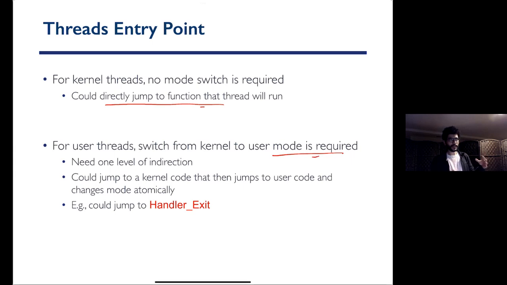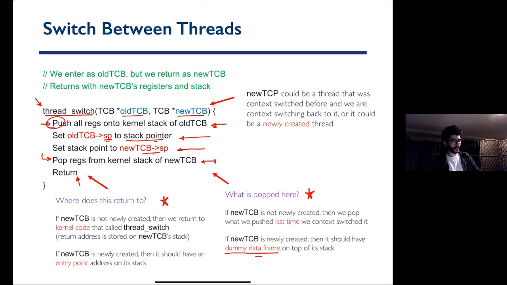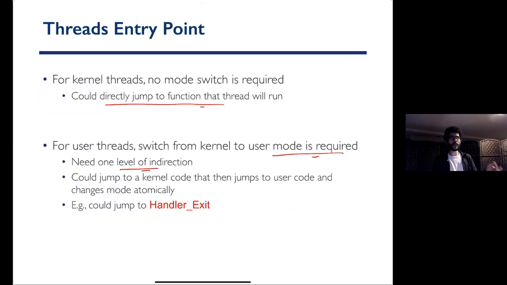Because now that we're running this thread switch, we're in kernel mode, but then our user code has to be run in user mode. So this requires a level of indirection. We probably want to first jump to some kernel code that would then jump to the function and change the mode to user mode. Because if you can see here in this thread switch, I'm not changing the mode anywhere. I'm just returning, right? So here is where the level of indirection comes in. I want to jump somewhere and change the mode to user mode.